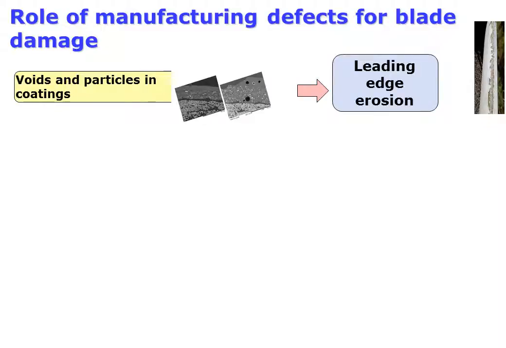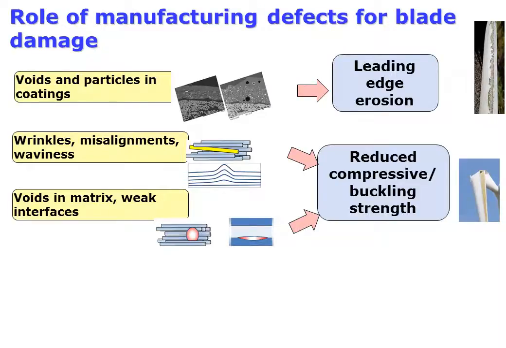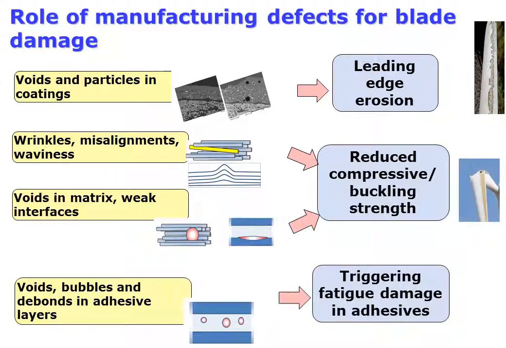Manufacturing defects play a critical role in the failure of wind turbine blades. Voids and microdefects in coatings trigger the erosion of blades. Wrinkles, misalignment of fibers, as well as voids in resin and dry places reduce the compressive strength and can trigger buckling of composites. Voids and debonded regions in adhesive joints can trigger fatigue damage, and then debonding in spar, skin joints, or in the trailing edge.